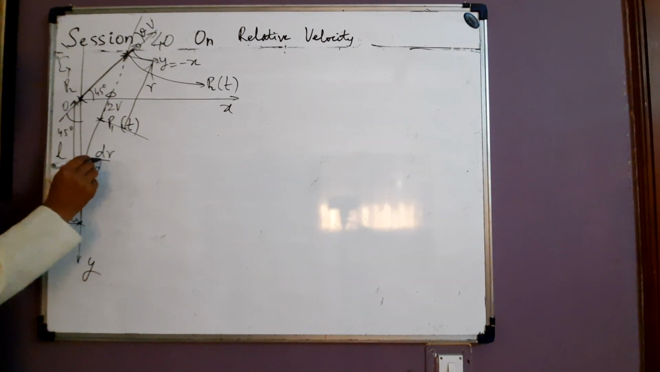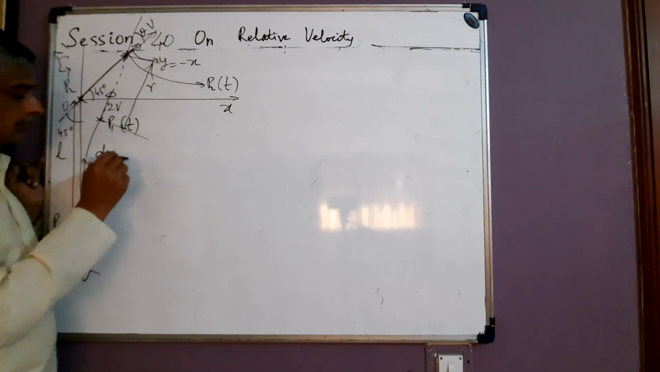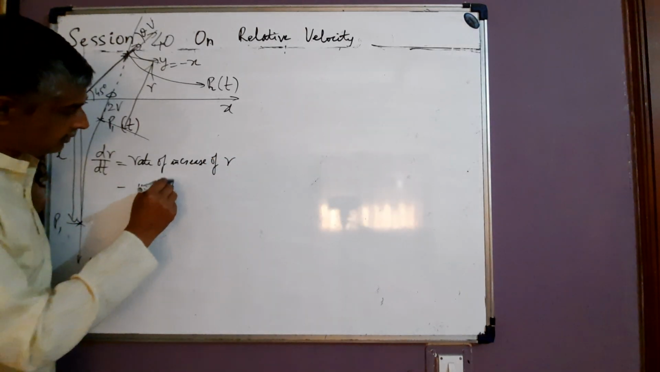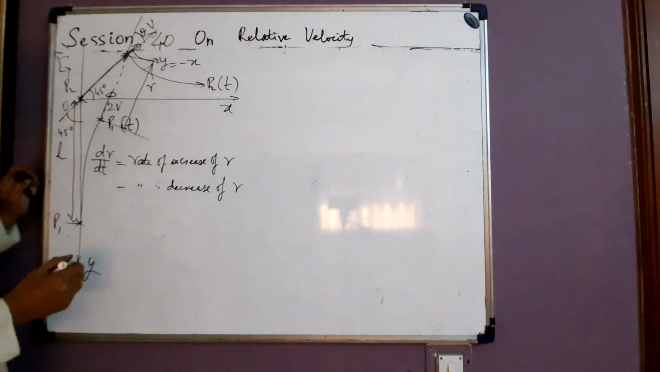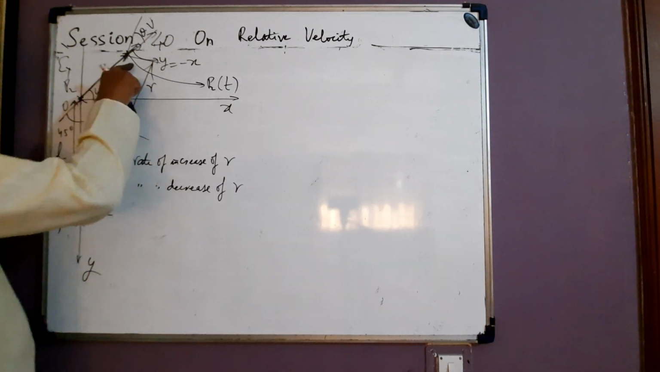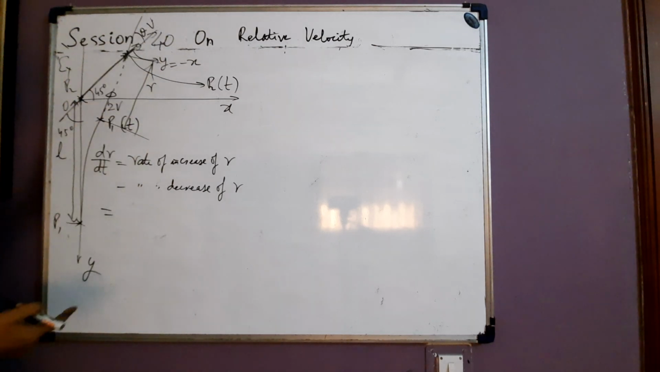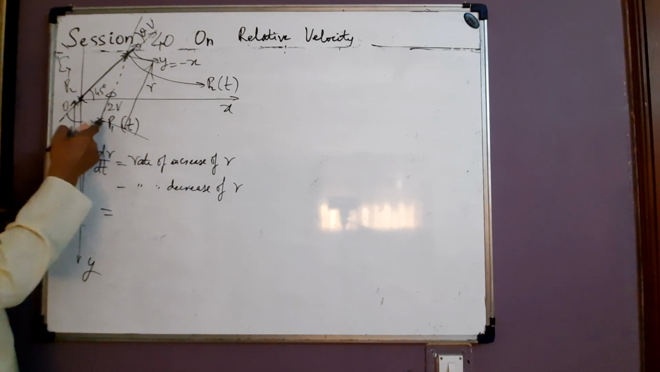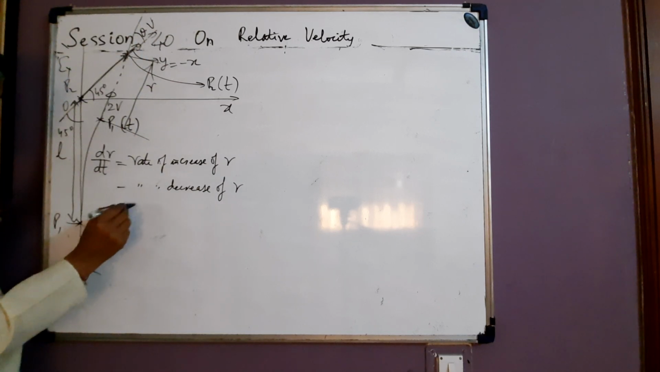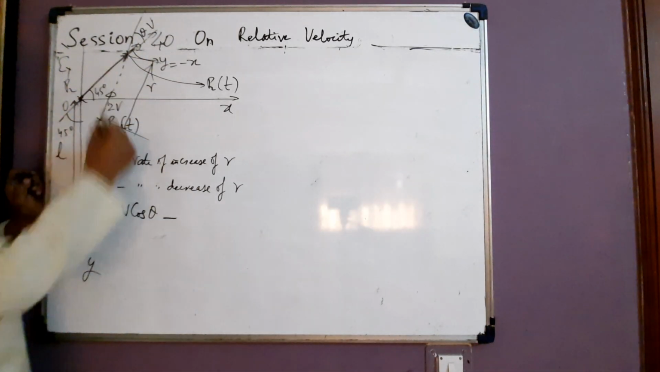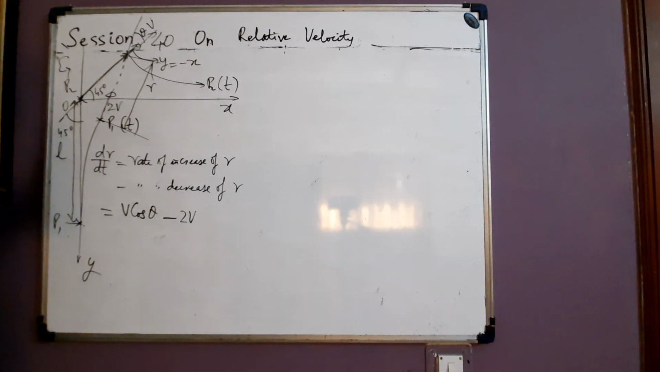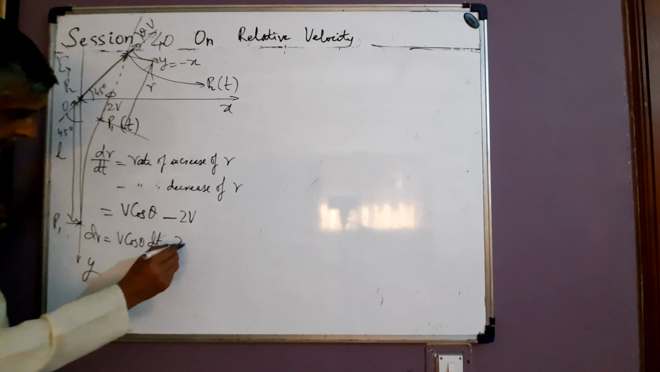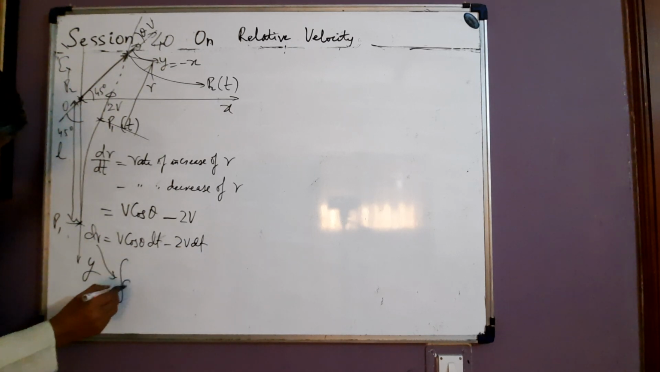So dr by dt, the rate of change of r with respect to time, is equal to rate of increase of r minus rate of decrease of r. Now see, velocity of P2 is v. Its component on this line is v cos theta. V cos theta tends to increase r, and this 2v causes r to decrease. So dr/dt equals v cos theta minus 2v. So we shift dt to that side: v cos theta dt minus 2v dt. Now evaluate this integral.